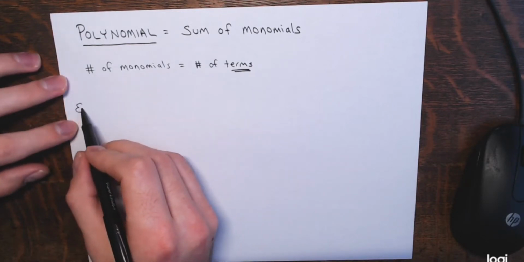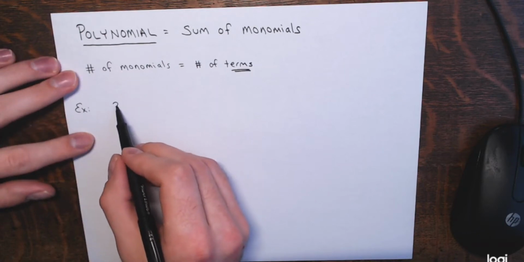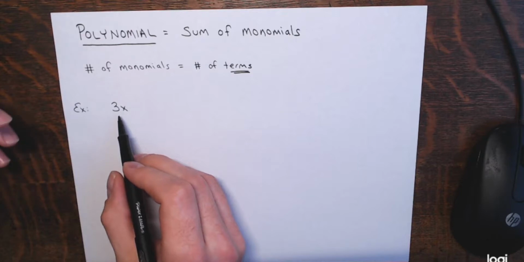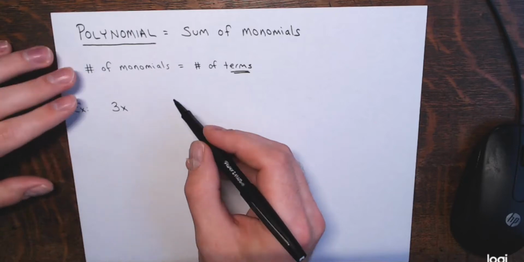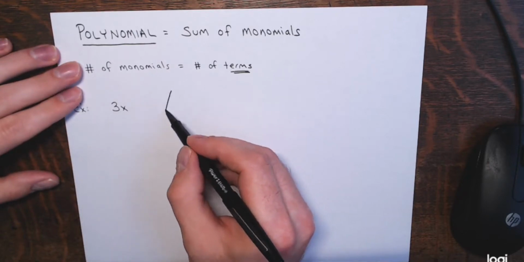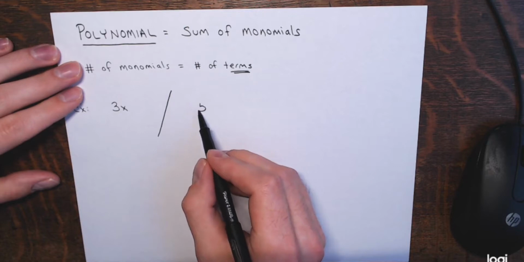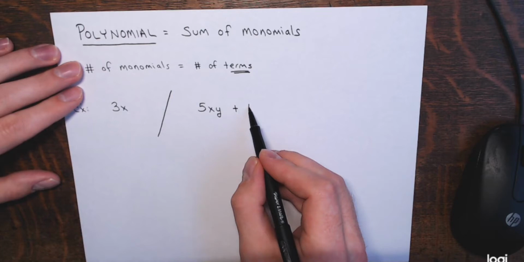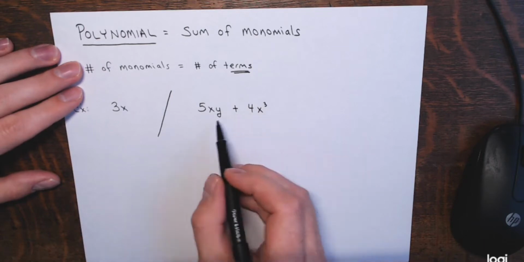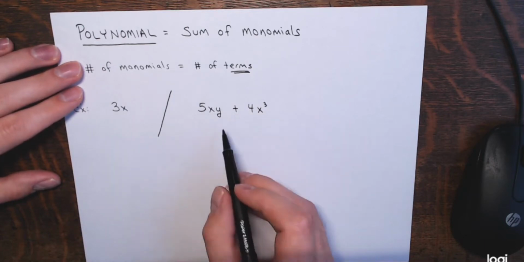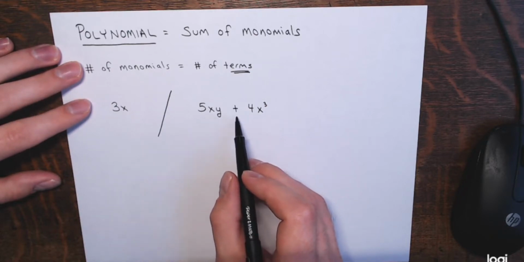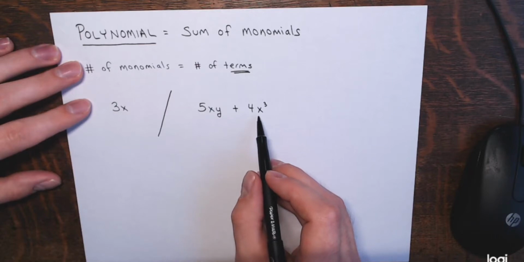So for example, 3 times x, that's a polynomial with one term, right? Every monomial is a polynomial with one term. Mono meaning one. 5 times xy plus 4x cubed. This is a polynomial with two terms. I have a monomial, 5xy, plus another monomial, 4x cubed.